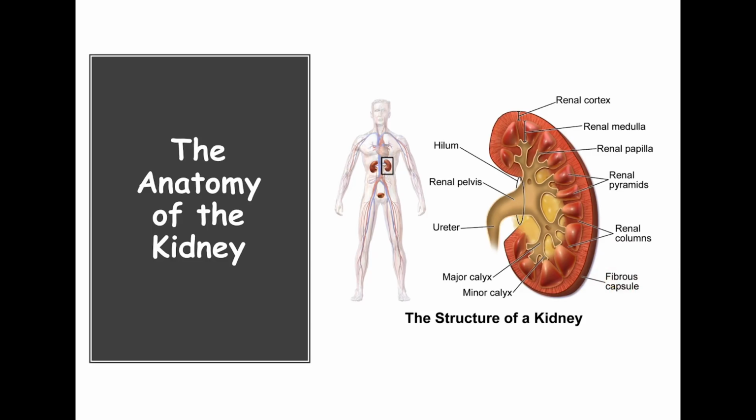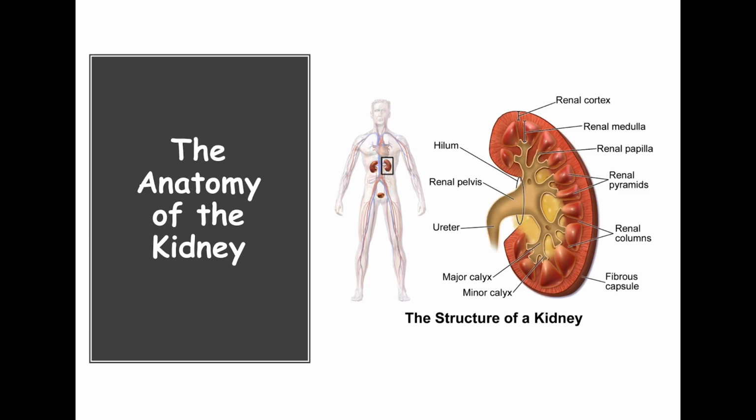Outside the fibrous capsule, as we're going deeper, we have the renal cortex. Going deep to the renal cortex, in this region, we have the renal medulla. And we have the renal papillae. And within this renal medulla region, we have what's known as renal pyramids. The renal pyramids actually hold very important structures that we'll talk about a little bit later.